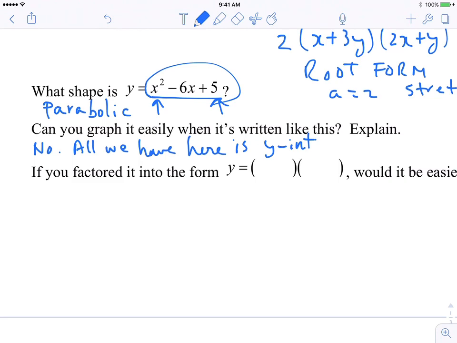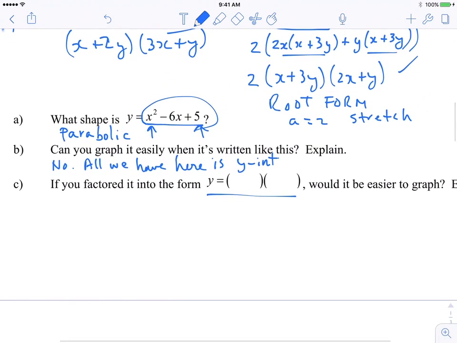If you factored it in this form, which is root form, would it be easier to graph? Absolutely. So yes.